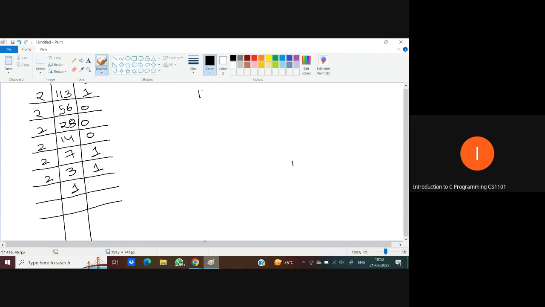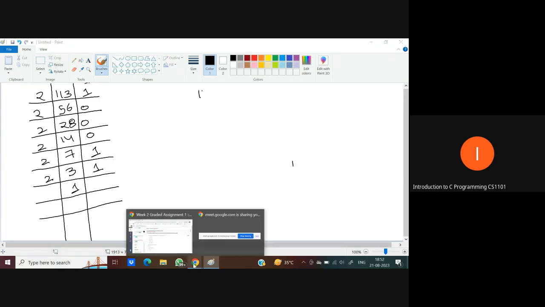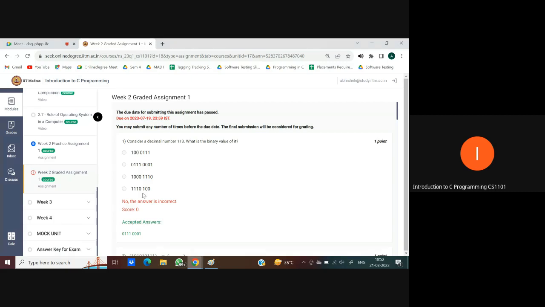So the answer is 1, 1, 1, 1 and 0, 0, 0 and 1. So 3 times 1, 3 times 0 and 1. So the second option is the correct answer, where we have just added one more leading 0 in order to make it an 8-bit representation. So the second option is correct.